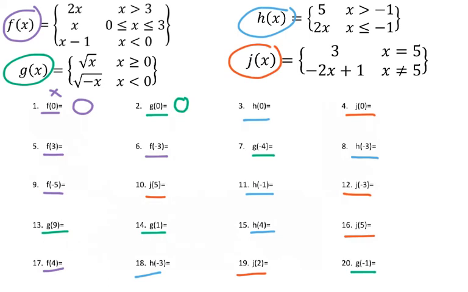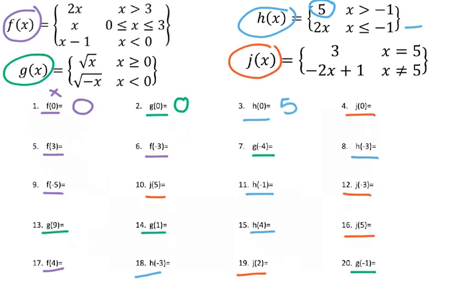Okay, and then number 3. So X is 0 again. Is 0 greater than negative 1, or is it less than or equal to negative 1? It's definitely greater than negative 1. So you don't even have to plug in the value. That's your Y value, 5.